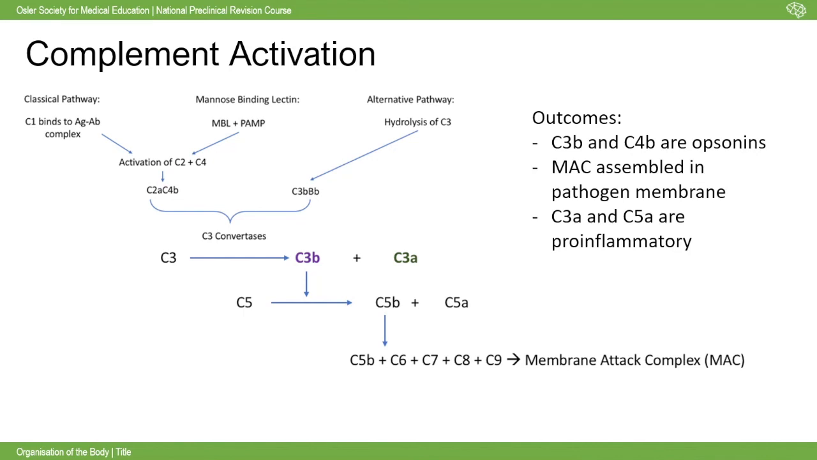Just to highlight the spec points that you need to know from this, essentially you need to understand the process by which the three different pathways can activate this C3 convertase. You need to be aware that the classical pathway starts with C1, which is a circulating protein binding to a complex of antigen and antibody, whereas mannose binding lectin essentially binds to a PAMP, which is a pathogen-associated protein. So it's just a protein that would be found on a pathogen. Then in the alternative pathway, we have hydrolysis of C3. That just means that C3 is spontaneously hydrolyzed.